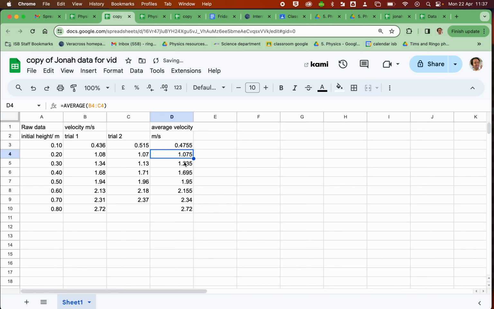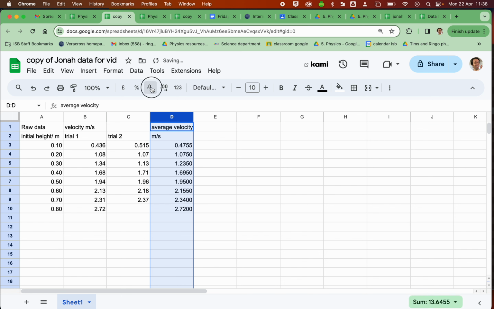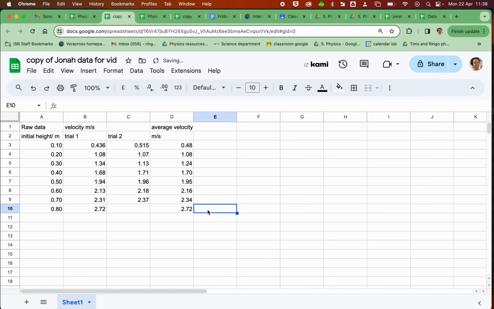That drops down and gives me a whole mess of 3 decimal places, 2 decimal places. That's not very nice, so I'm going to decrease that to, I think, 2 decimal places is reasonable there. So I've got my average velocities. Then on my graph, my x variable, or my independent variable, is going to be initial GPE in joules. My dependent variable, or the y-axis, will be the final KE, also in joules.